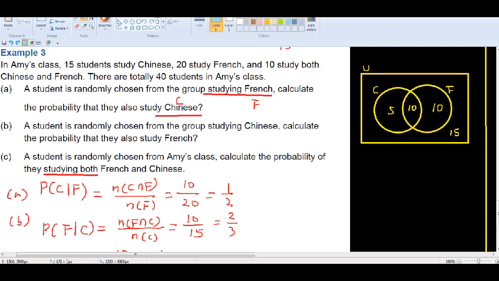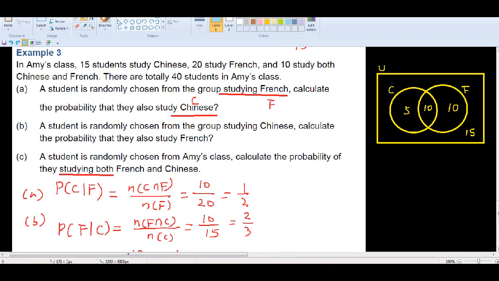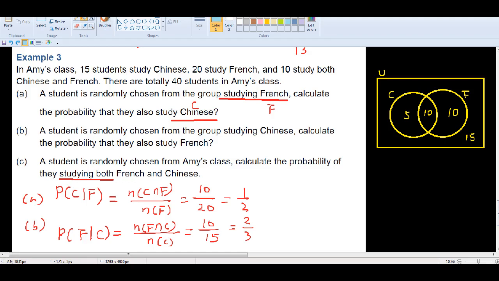So those students are 15, because you know the total will be 40. You use 40 to take away 25. You got 15. Okay. And from that, you need to judge what kind of probability is in A. So a student randomly chosen for a group studying French, calculate the probability they also study Chinese.